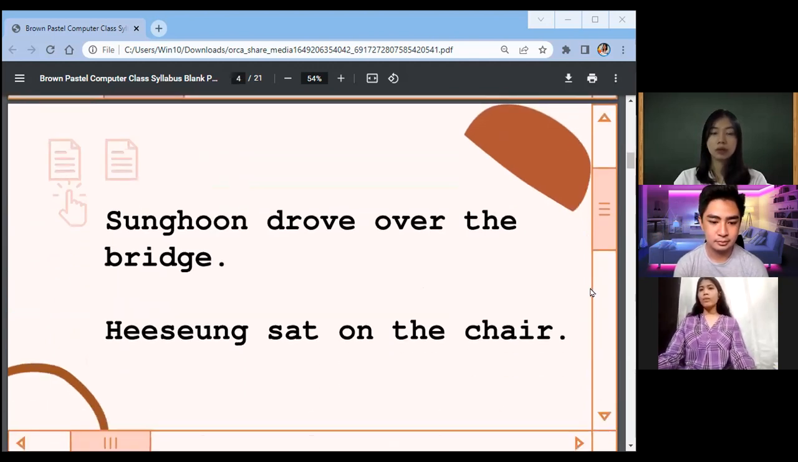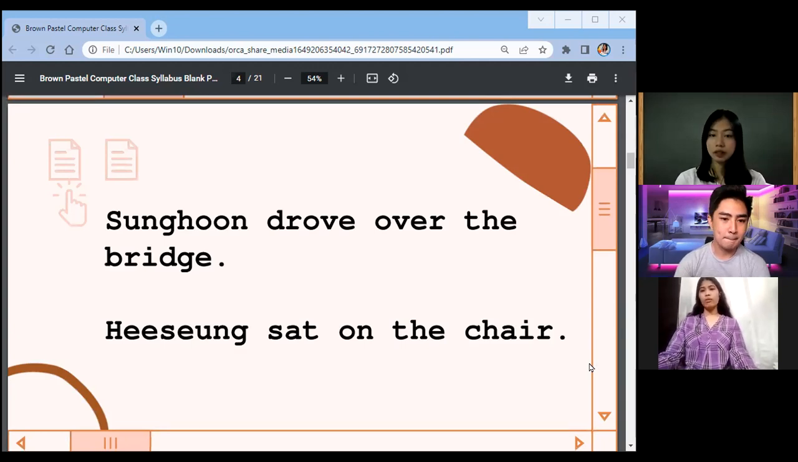In this slide, I am going to read the sentences and I am going to call someone to identify which is the simple preposition used in each sentence. So the first sentence, someone drove over the bridge. Miss Kalimlim, can you identify which is the preposition used here? The preposition po is over. Very good. How about the second sentence? Hisung sat on the chair. What is the preposition used? The preposition is on. Okay.